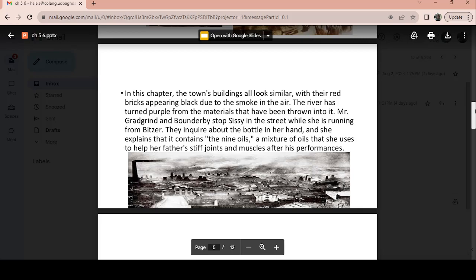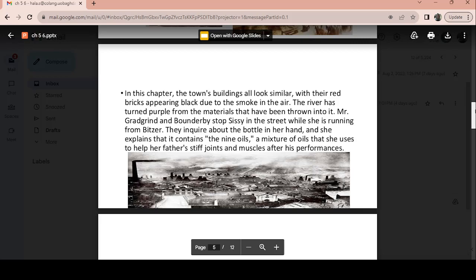Mr. Gradgrind and Bounderby stop Sissy in the street while she is running from Bitzer. She was running away from Bitzer because he caught her in the street and tried to make her memorize the definition of a horse, but she was scared because of his manner, and that's why she was running away from him. They inquire about the bottle in her hand, and she explains that it contains the nine oils.